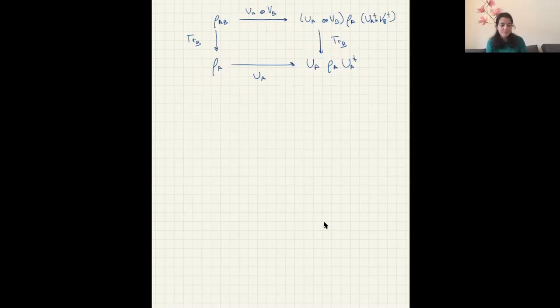Good, so we'll stop here. And then in the next lecture, we'll see how to model uncertainty, not just about states, but also about the evolution itself.